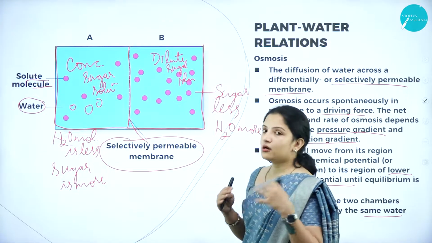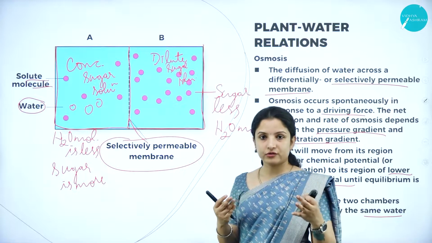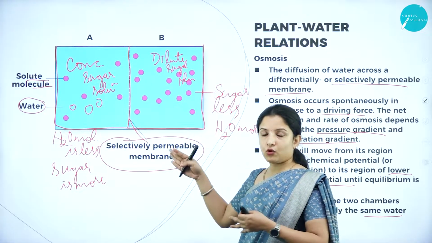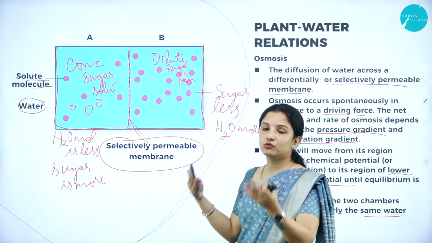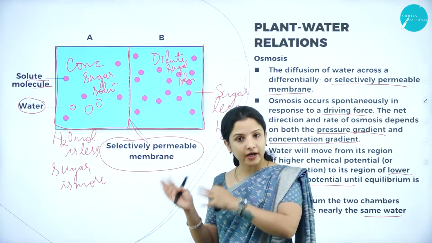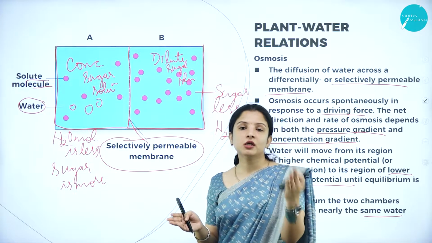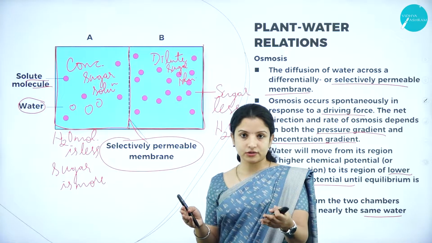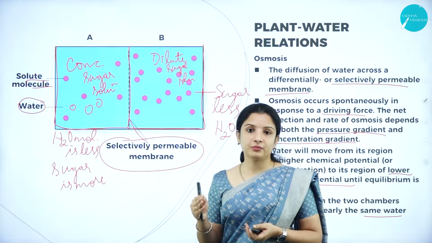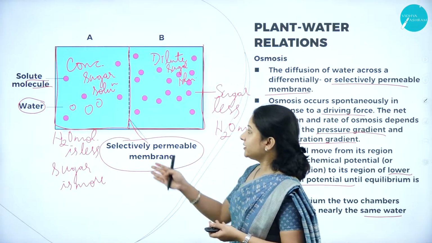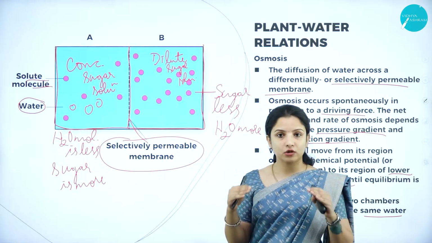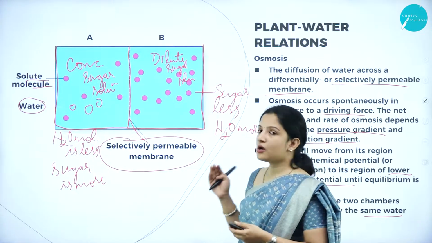So no matter what is the concentration of the solution that is added here, wherever the water molecules are more, from that region it will move to the region where the water molecules are less. That is, from the region of higher water concentration to a region of lower water concentration through a semi-permeable membrane until an equilibrium is attained. Means until both the chambers have equal amount of the water molecules in them. So this is about osmosis.